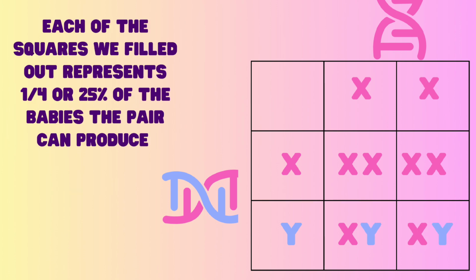Each square in the Punnett square represents 1/4 or 25% of the babies that the pair can produce, whether it's through one breeding and multiple offspring produced in that one breeding, or it's through multiple children in the case of humans.